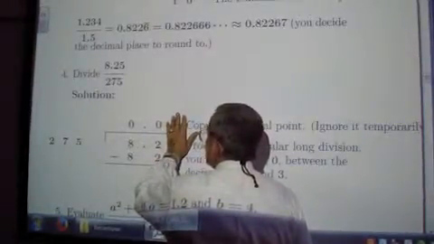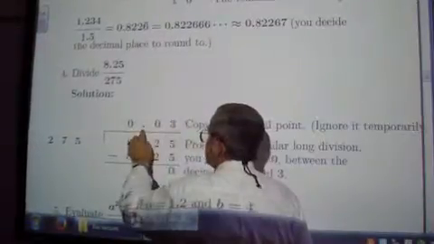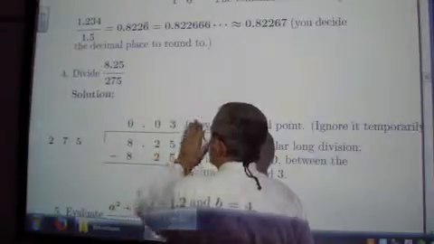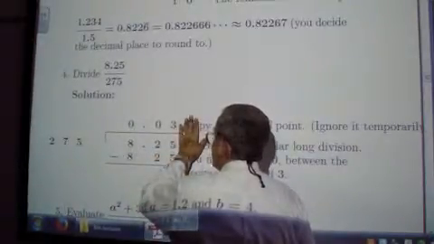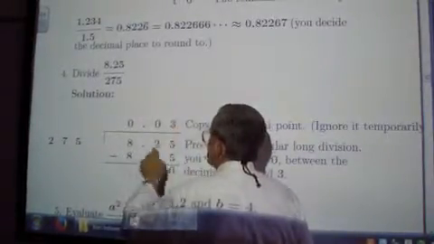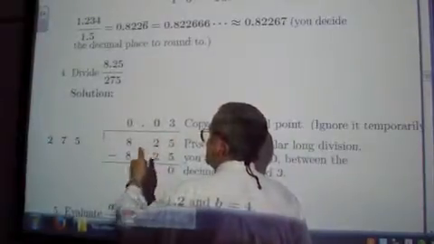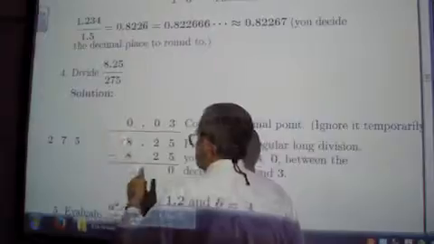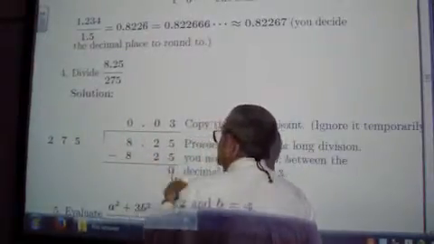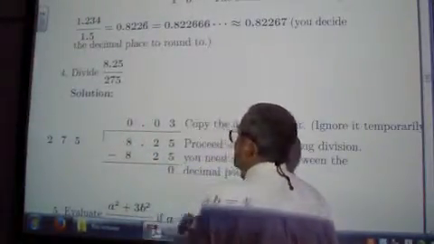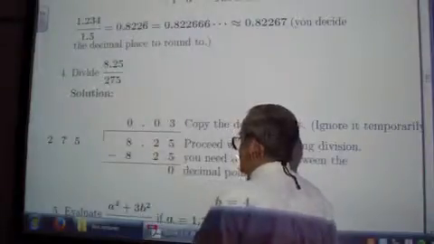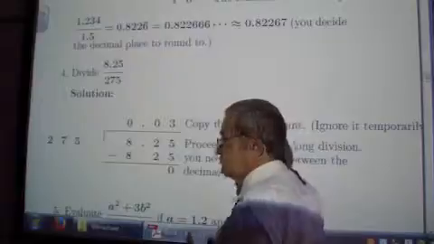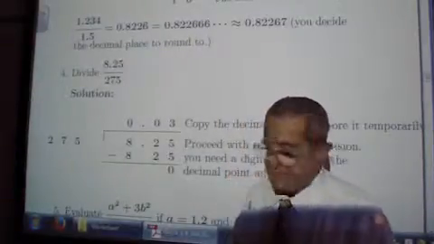It doesn't. But you need a 0 here, because after the decimal point, you need to account for your tenths. How often does it go into 825? 3 times? 3 times 5 is 15. 3 times 7, 21, and 1, 22. 3 times 2, 6, and 2, 8. Your remainder is 0. It goes exactly 0.03. The point here was be careful that you have a 0 right in that position.